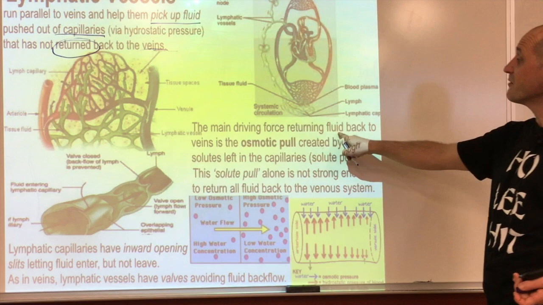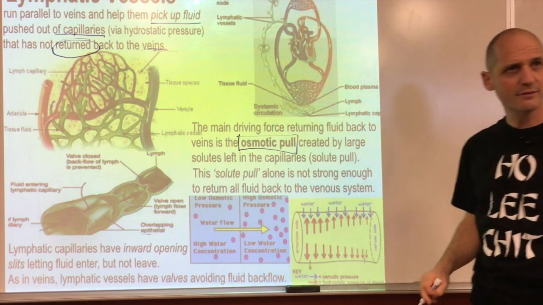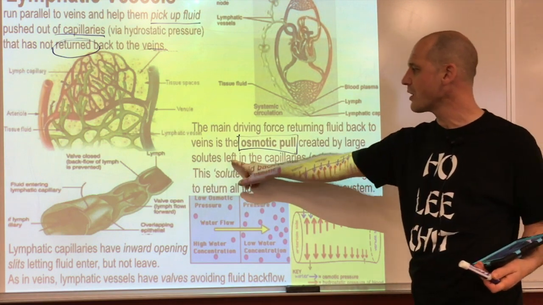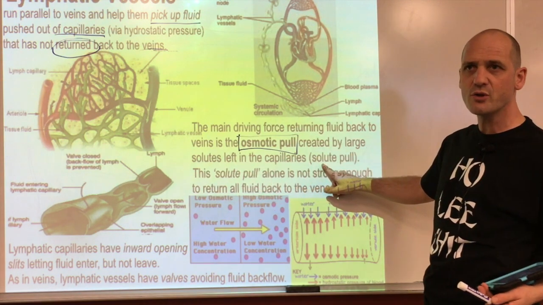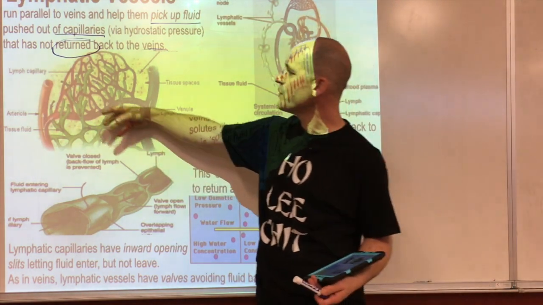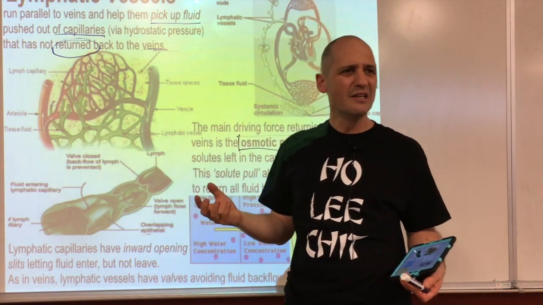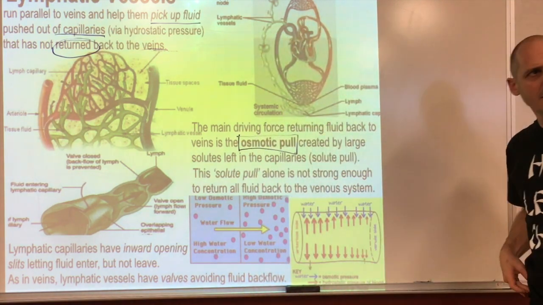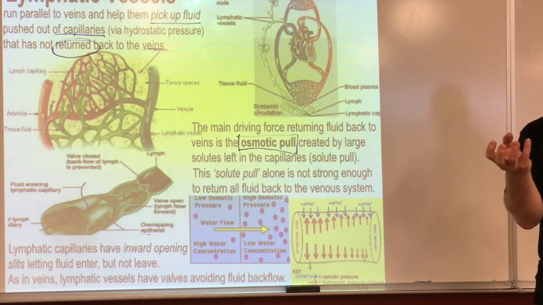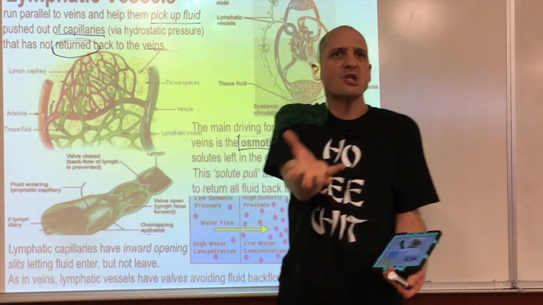The main driving force returning fluid back to the veins is an osmotic pull. Oh shoot, osmotic pull. Remember that? An osmotic pull is created by large solutes that are left in the capillary. So we also call it the solute pull, bless you. When the fluids get squeezed out of the capillaries, some larger proteins, like albumin, stay behind. And that creates a higher concentration of that solute, that albumin, the protein, in the vessel than on the outside. And that creates a suction.